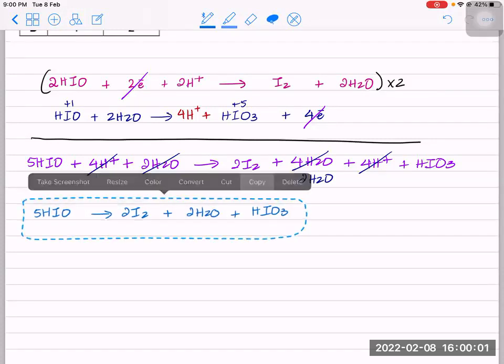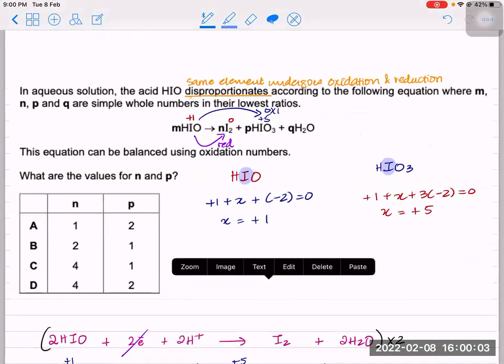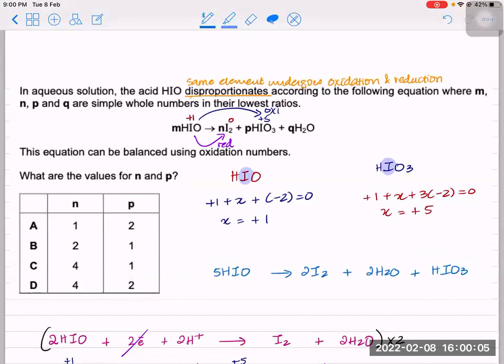Now let's put it here. We got to give values for N and P. N corresponds to iodine, which is 2, and P corresponds to HIO3, that is how many moles? 1. So P is 1, N is 2. The answer is B. I hope this is clear. Take care.